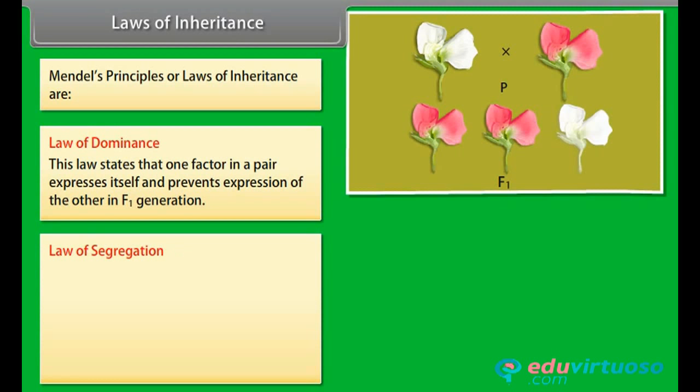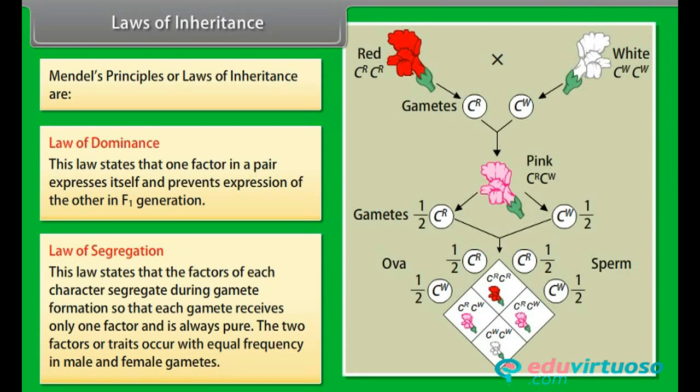Law of segregation. This law states that the factors of each character segregate during gamete formation so that each gamete receives only one factor and is always pure. The two factors or traits occur with equal frequency in male and female gametes. Incomplete dominance, codominance, and multiple alleles.